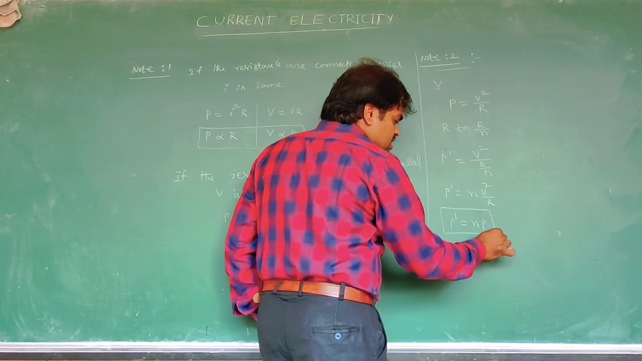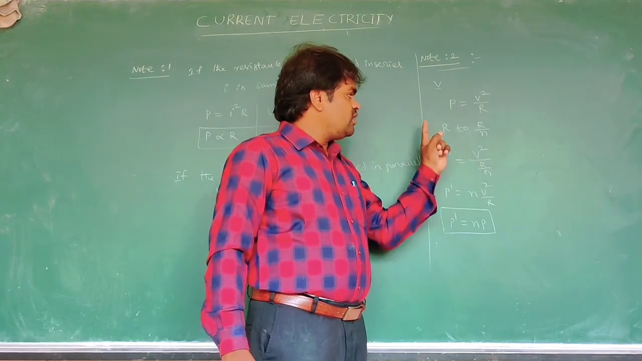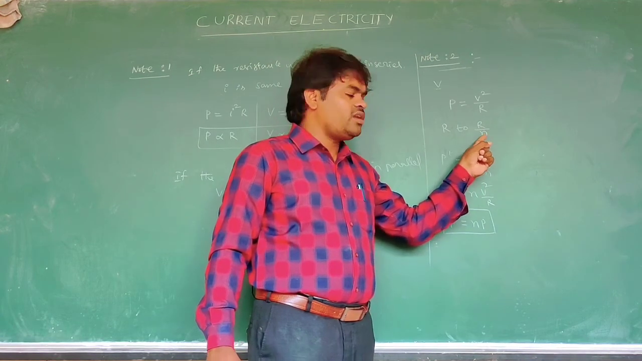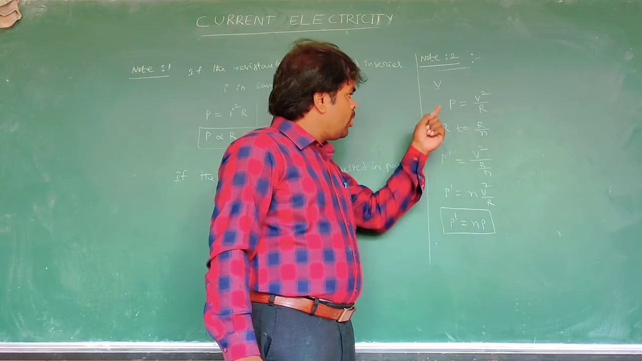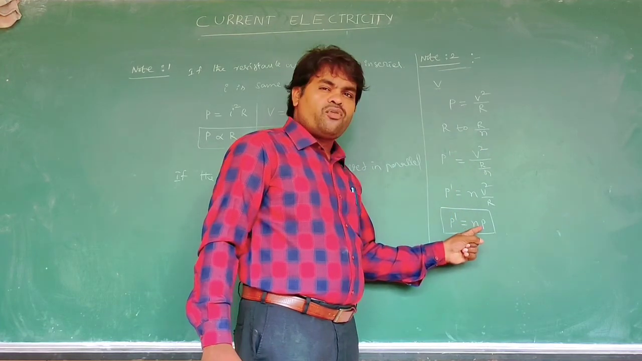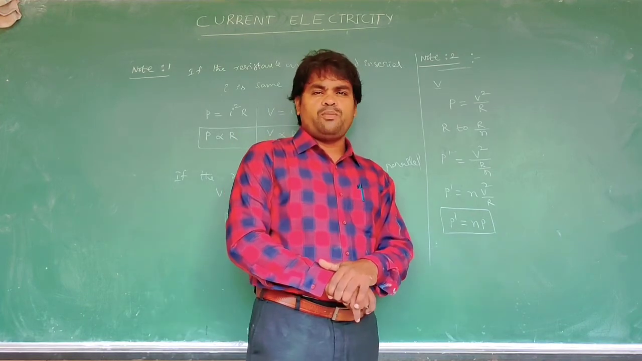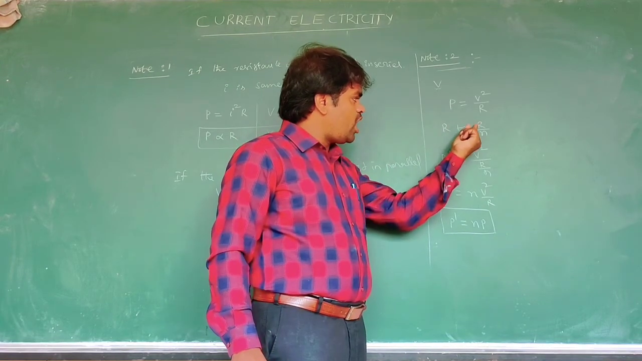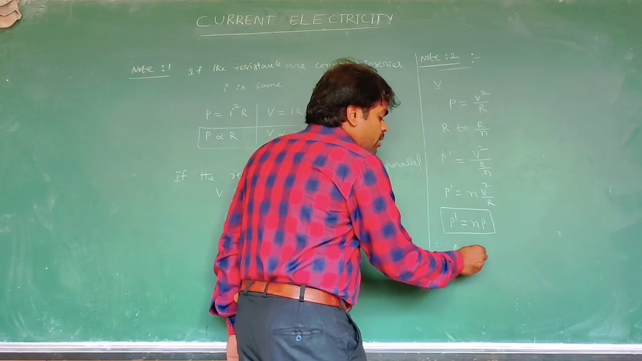That means for the same potential, if the resistance is changed from R to R by N, then the power will change from P to N times its original power. That means when the resistance is changed from R to R by N, the power changes from P to NP.